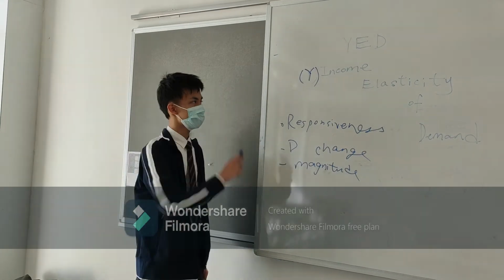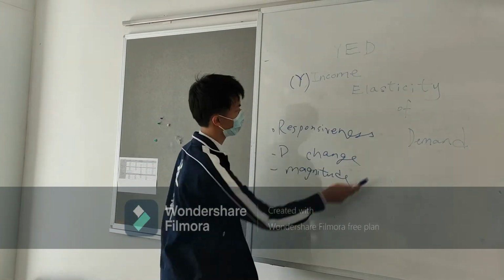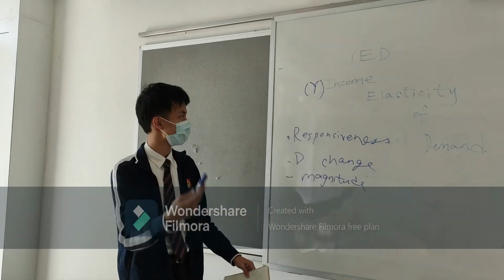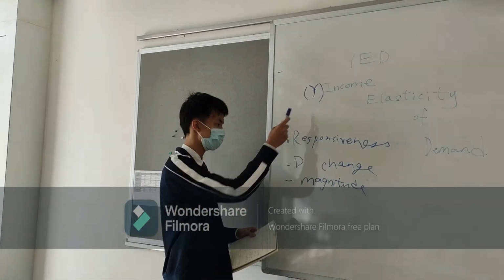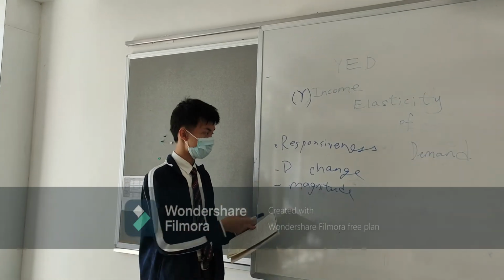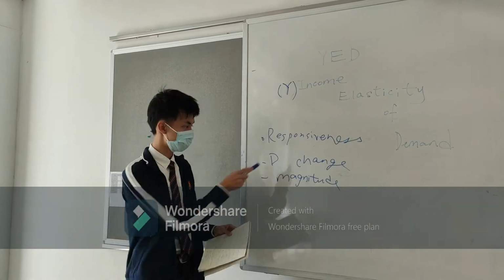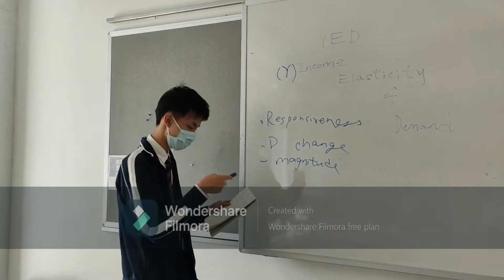Now I'll talk about the YED, which is the income elasticity of demand. Some of you might be asking, why is it a Y instead of an I? It's because the I is used in investment, and therefore, in order to minimize confusion, Y is used. The YED is a measure of responsiveness in demand to changes in income, and it shows the direction of demand change and the magnitude of the shift, which means by how much.